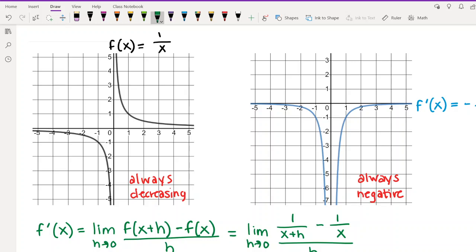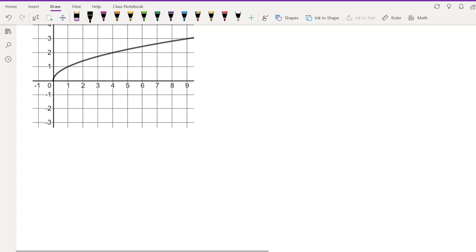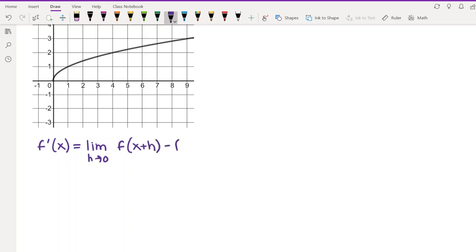All right, one more example. Same kind of procedure with this one. This time we're going to look at f of x equal to the square root of x. Again, I want to start by finding the derivative function, so we're going to use that same limit definition. In this case, our function is square root of x. So if we do f of x plus h, that's going to be the square root of x plus h. And then we have square root of x.